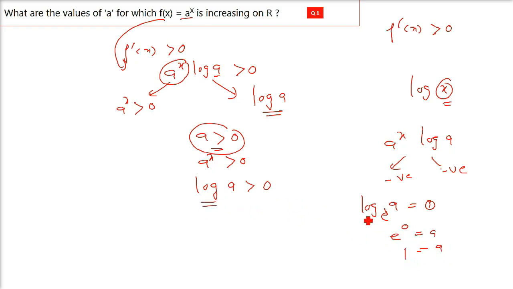But using this inequality, this is just to explain to you what log means. What does it actually mean? When we say that log a is greater than 0, a should be greater than 1, right? Log a is only greater than 0 when a is greater than 1. So this f dash x being greater than 0 is only possible when a is greater than 1.